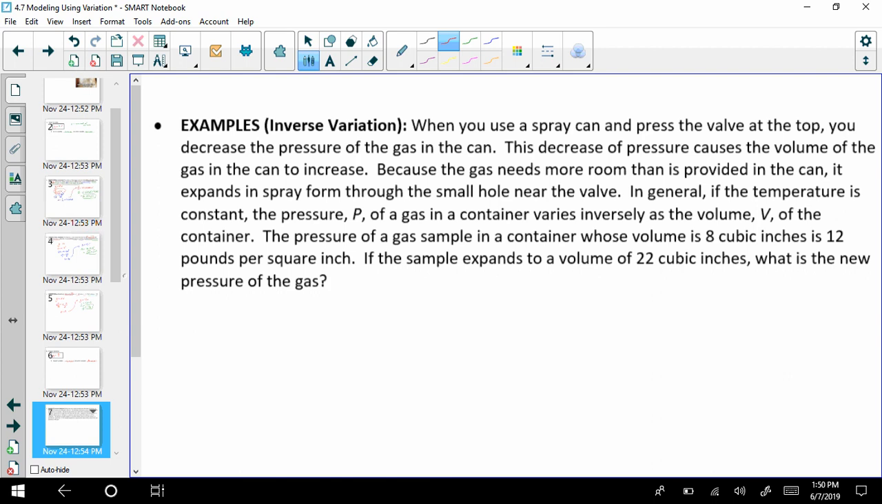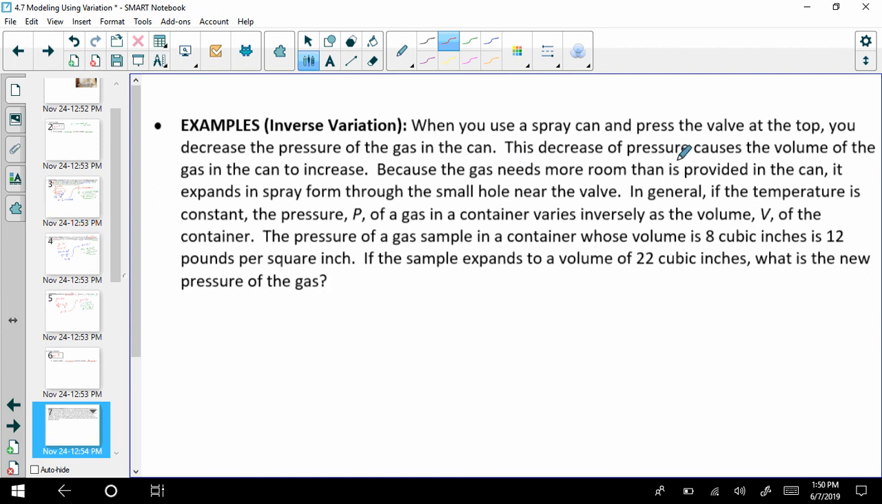So when you use a spray can and you press the valve at the top, you decrease the pressure of the gas in the can. This decrease of pressure causes the volume to increase. So right away, that's kind of a hint that we're going to be dealing with an inverse variation problem, because as something is decreasing, another thing is increasing.